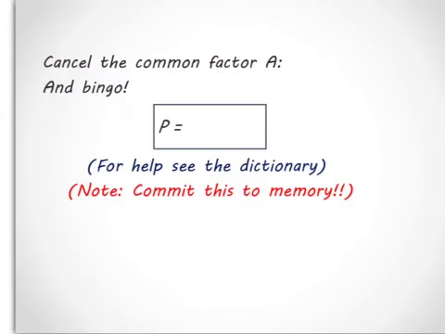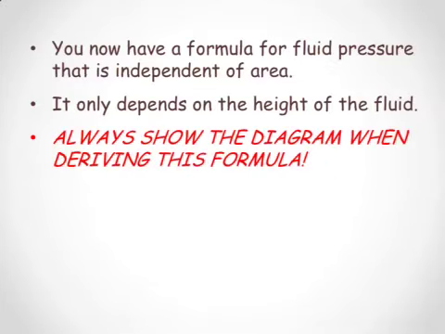The next step is cancel the common factor A, the base area. And bingo, you've got it. P equal to ρgh. For help, see the dictionary. Don't forget, you have to memorize this whole derivation process.